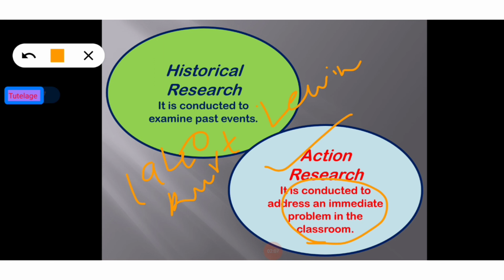Experimental research is conducted to indicate the relationship. It basically helps to indicate the relationship between independent variable and dependent variable. Descriptive research helps to describe the whole situation. Now going to the historical research.